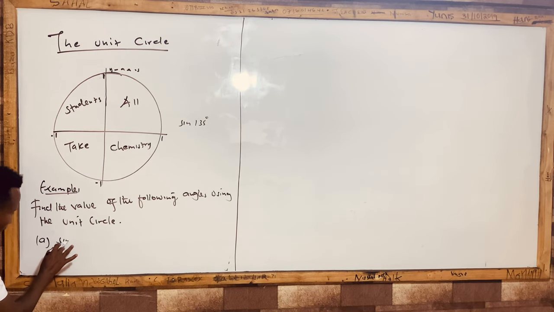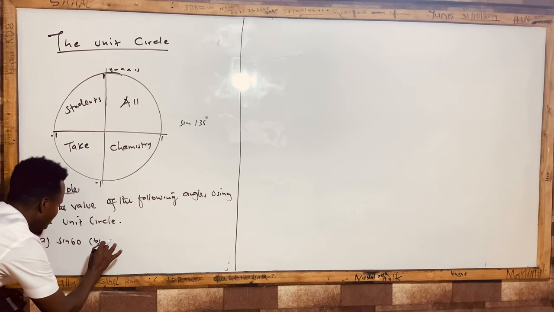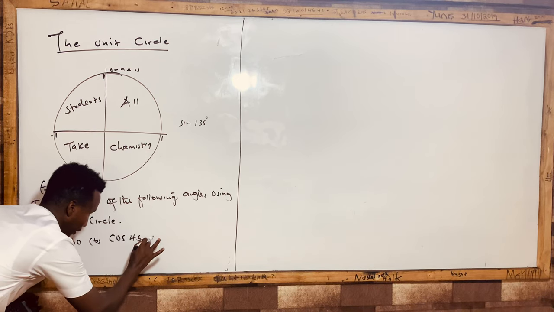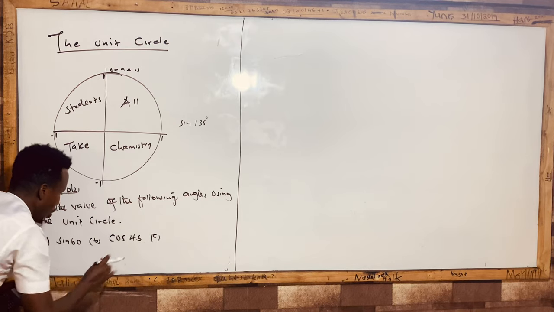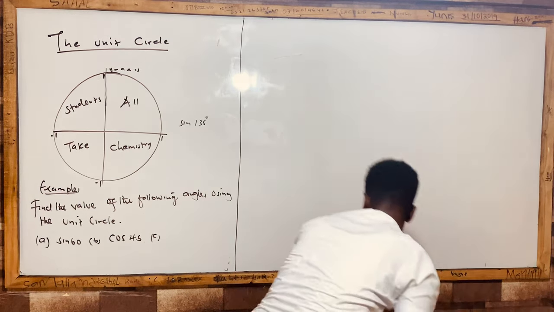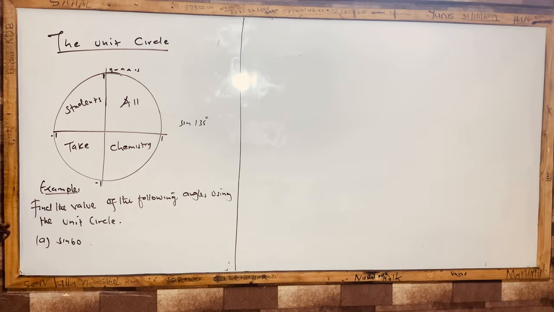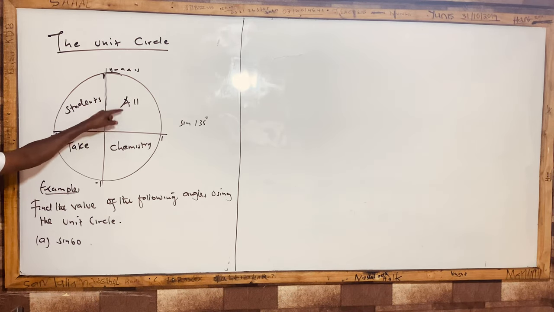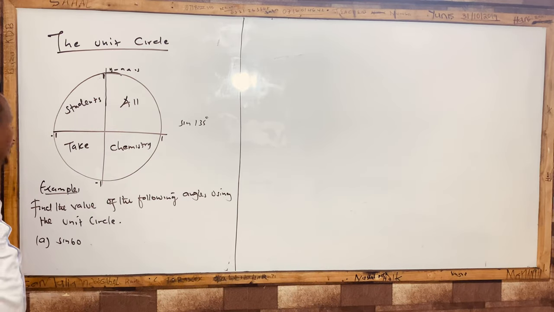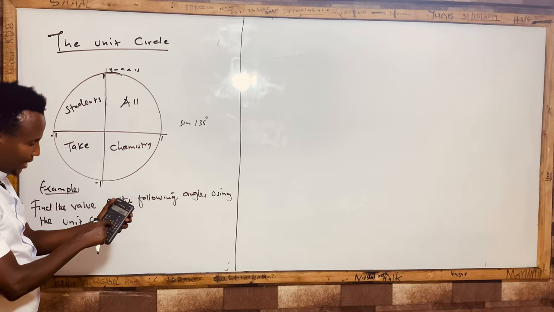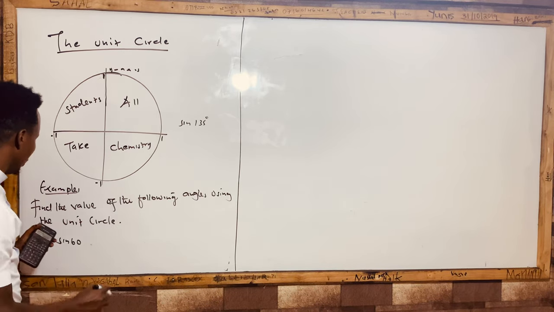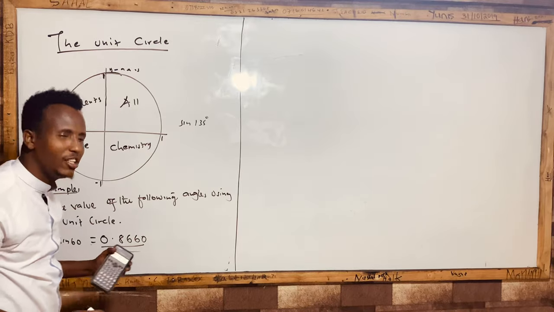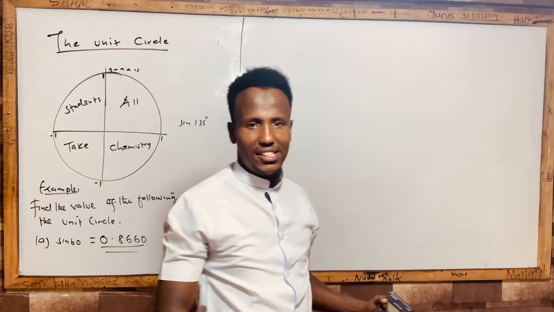A, you are told sine 60. B, cos 45. Let me solve them one at a time, so you understand. If I want to get the sine value of 60, 60 falls in the first quadrant, and we say all values that fall in the first quadrant are positive. So sine 60 will give us 0.8660. You get it directly from the calculator.